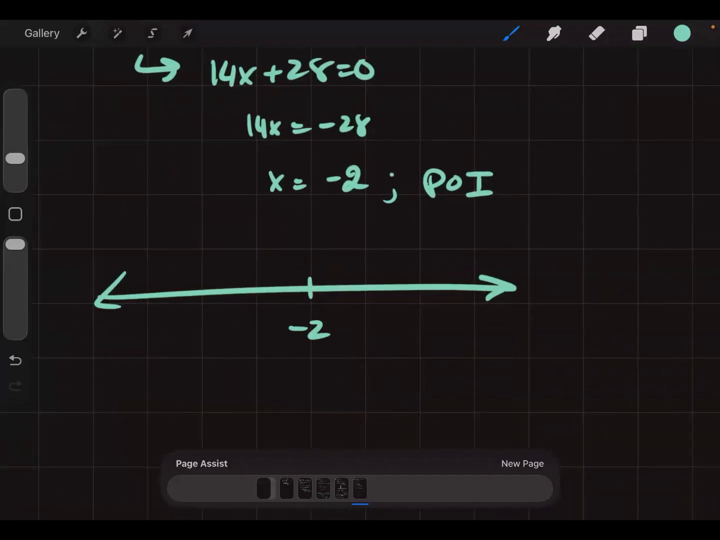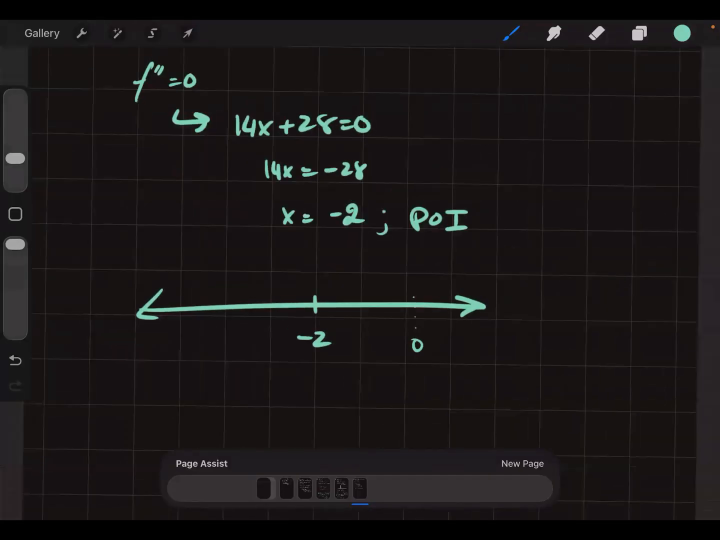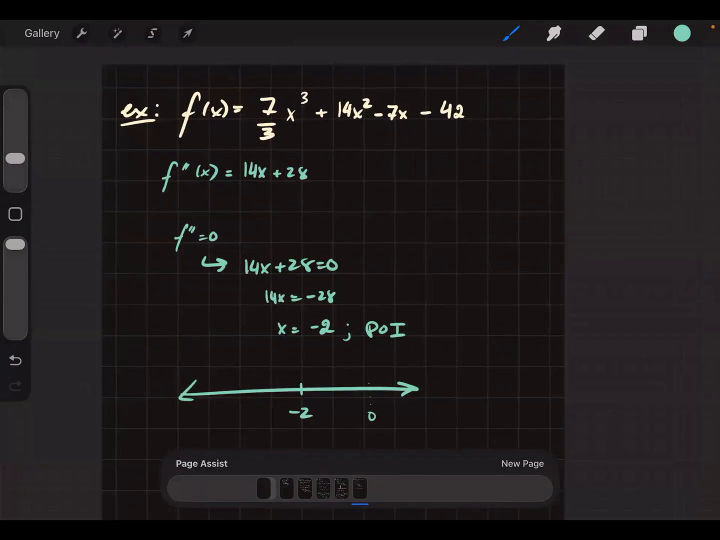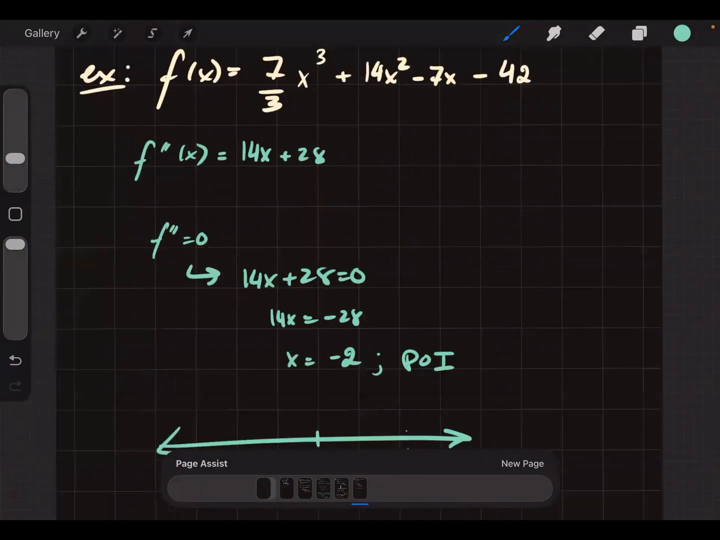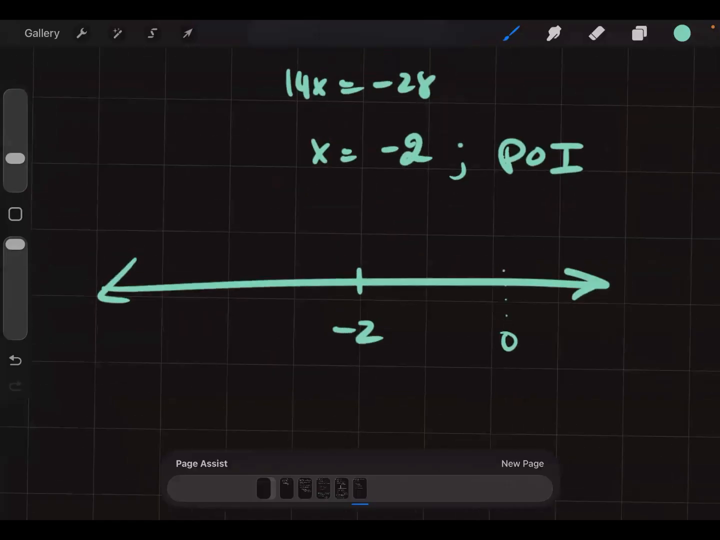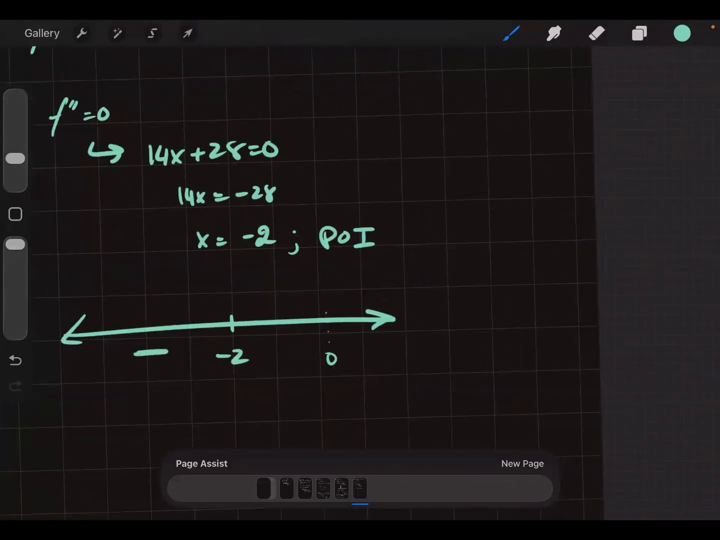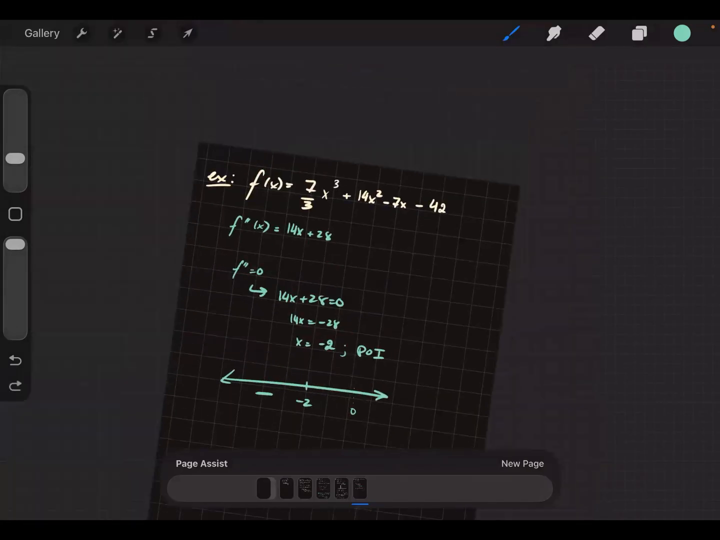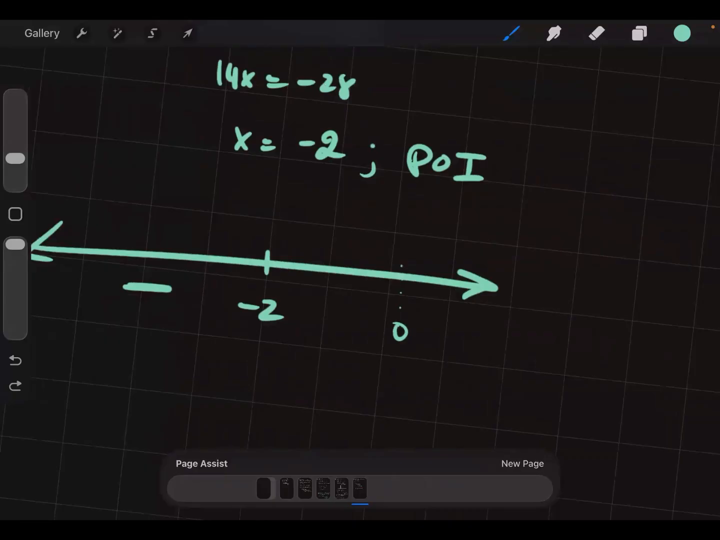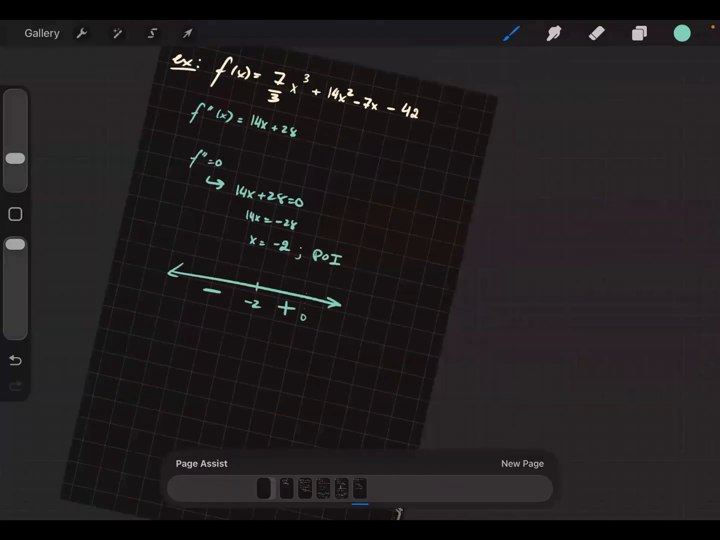Let's put -2 here, and 0 is around here, right? Okay, f double prime, pick a very negative number. I'm going to choose -100. F double prime of -100 is negative. I'm going to choose another number for concavity on the right-hand side. I'm going to choose 0. And f double prime of 0 is positive. Okay?